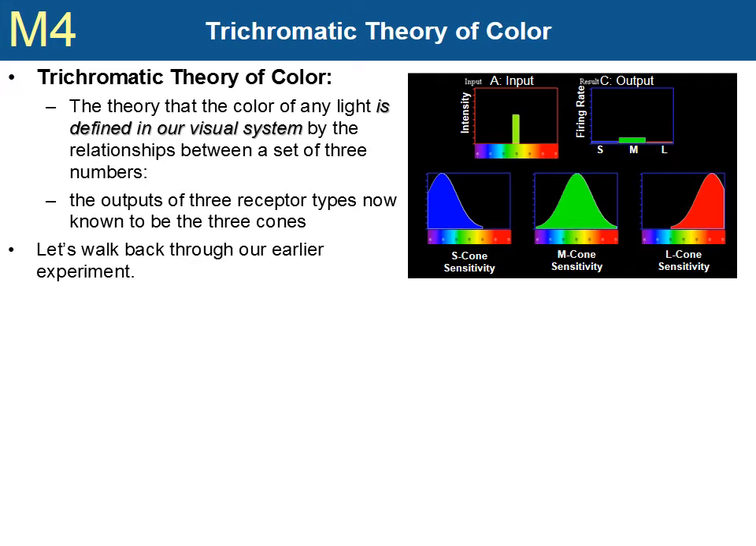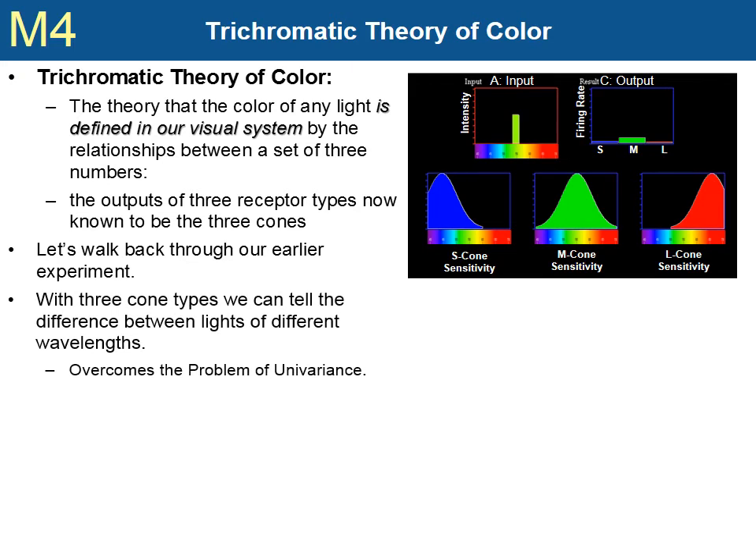The S shows minimal activity, the M shows the most activity, and the L shows minimal activity. So, what have we learned? With three cones, we can tell the difference between lights of different wavelengths and intensities. Different wavelengths produce different patterns of responding.